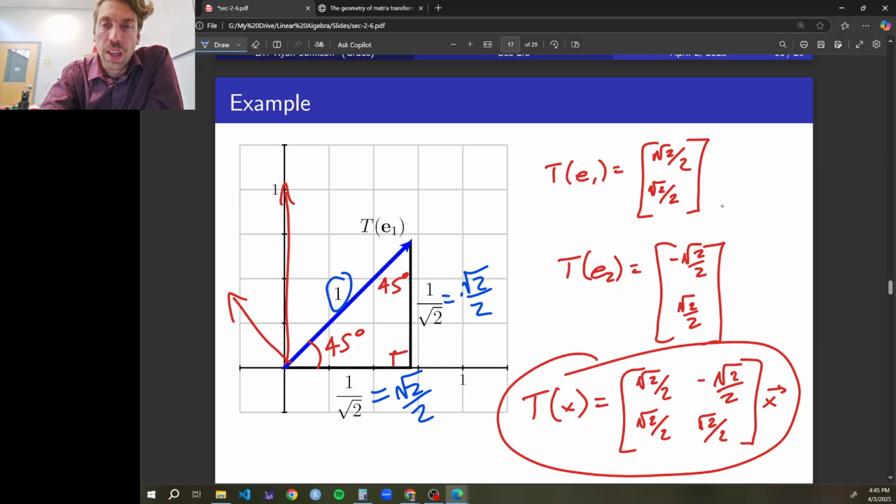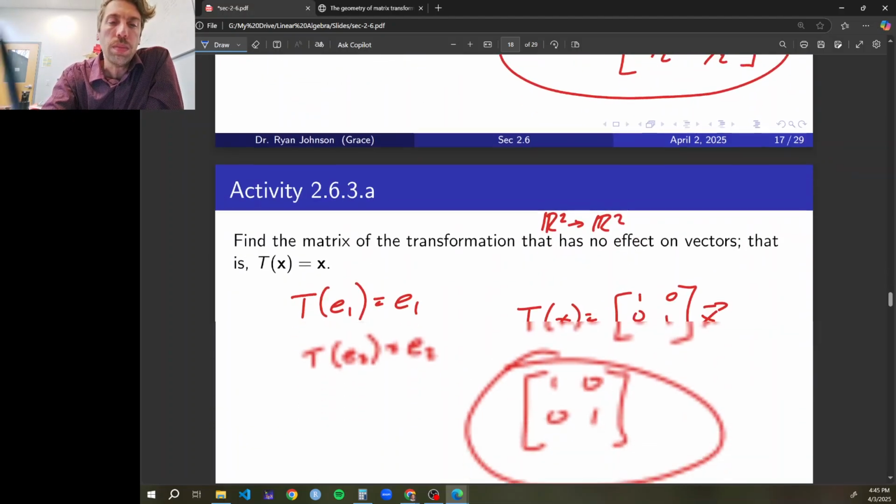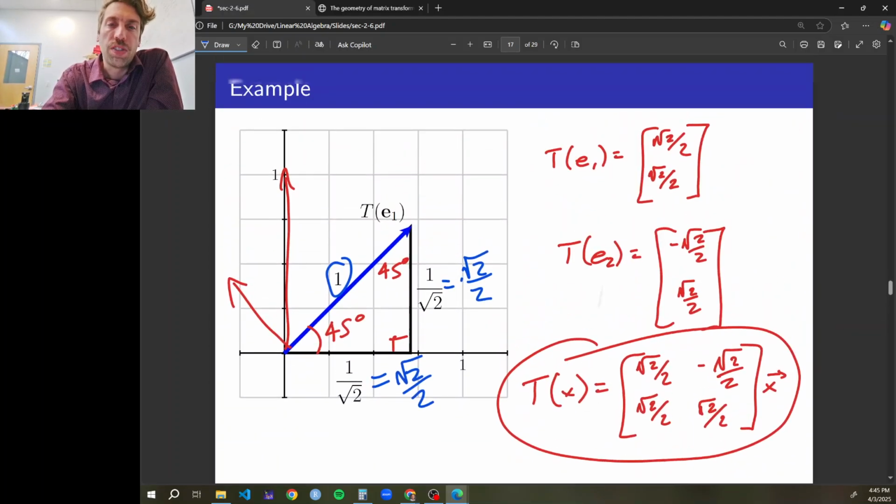And so basically, T of e1 is then (square root of 2 over 2, square root of 2 over 2). And if you think about the other one, it's the same except the x component is negative. So (negative square root of 2 over 2, square root of 2 over 2). So then our whole matrix is this right there. Okay, and that finishes that example.